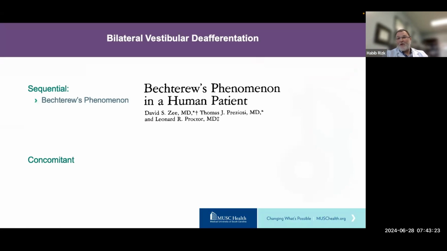Does the same happen if you had a bilateral deafferentation? And the answer would depend on how you developed that injury to both inner ears. When it's happening in a sequential manner, then yes. Bechtereau had described this in animal models, but then David Z published a case report about somebody having a similar situation, where if you have a labyrinthectomy or a nerve section that you recover fully from, and then you have an injury on the opposing side, you would think that you shouldn't have any nystagmus at that time because there was no functioning labyrinth on the other side.